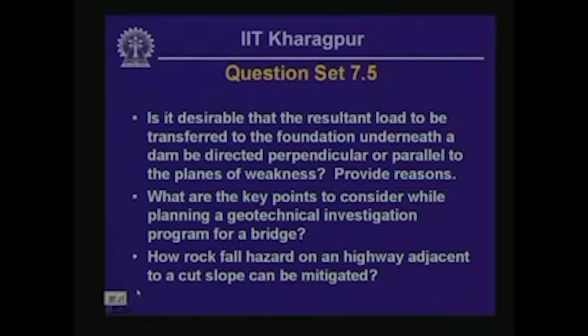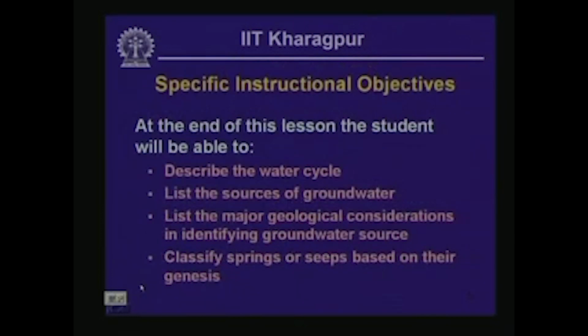So these are the answers of the previous day's question set. Now we move on with today's lesson. So what we want to accomplish at the end of this lesson, we would like to be able to describe the water cycle, the so-called water cycle. We should be able to list potential sources of groundwater. We should be able to list the major geological considerations in identifying groundwater sources, and finally we should be able to classify springs and seeps based on their genesis.